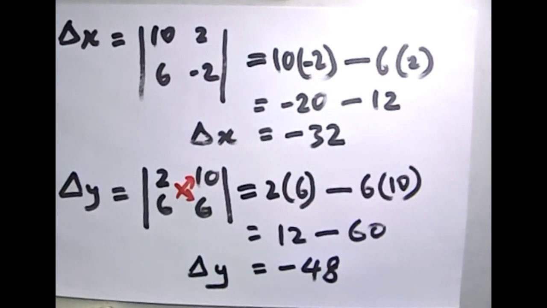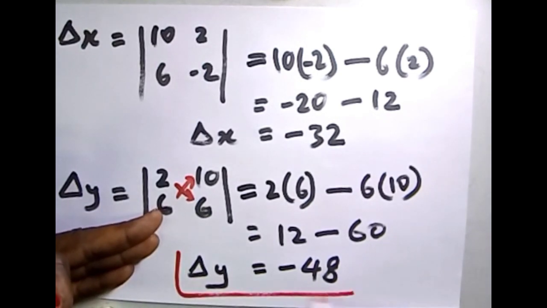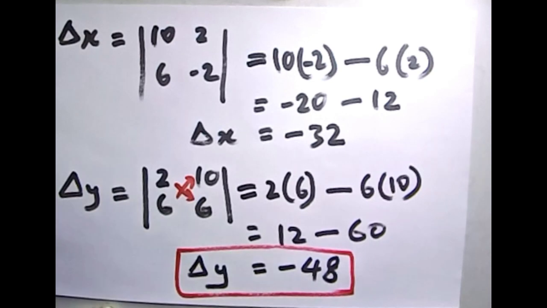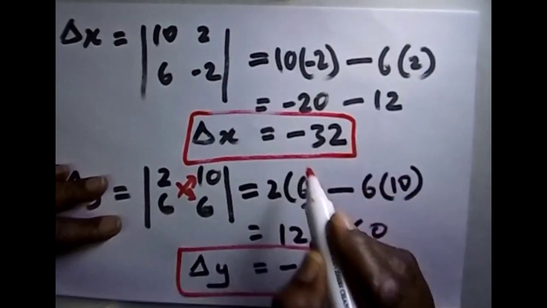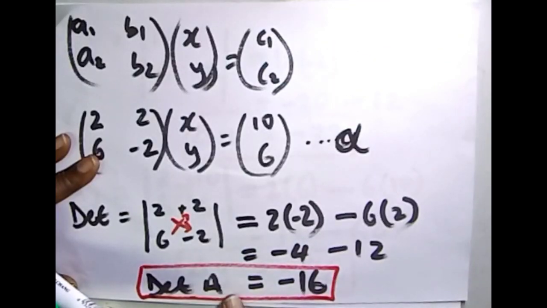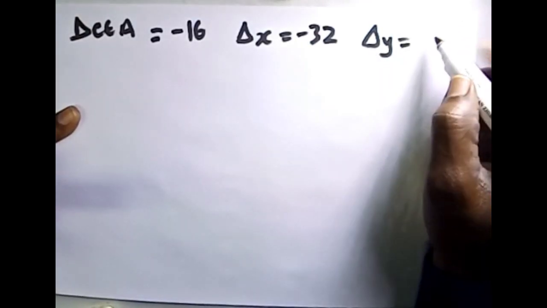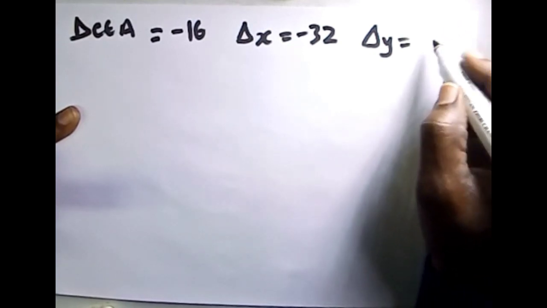We've gotten some key values that we need. Change in y equals minus 48. Change in x equals minus 32. And determinant of A equals minus 16. So let's repeat those key values that we got.